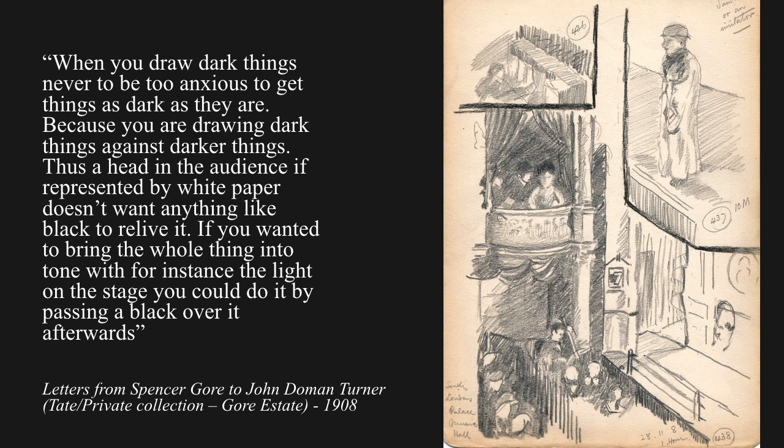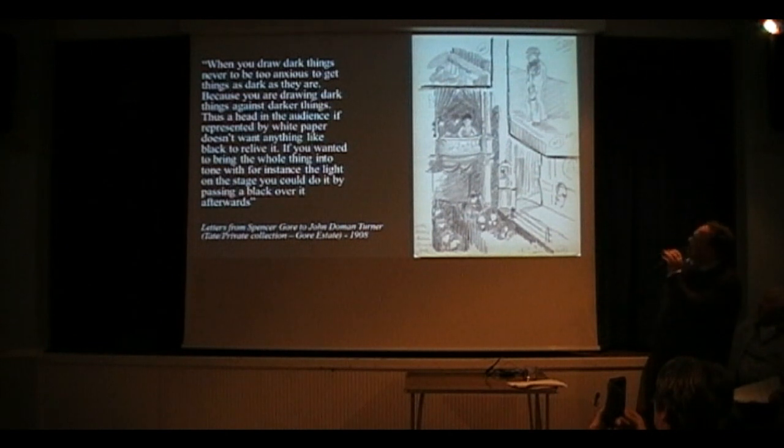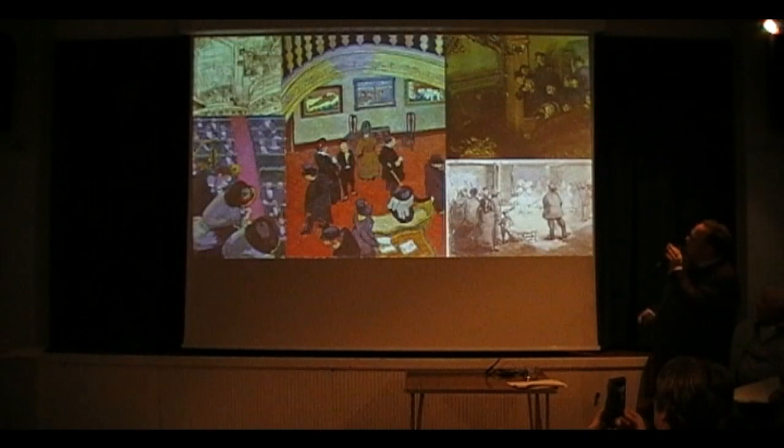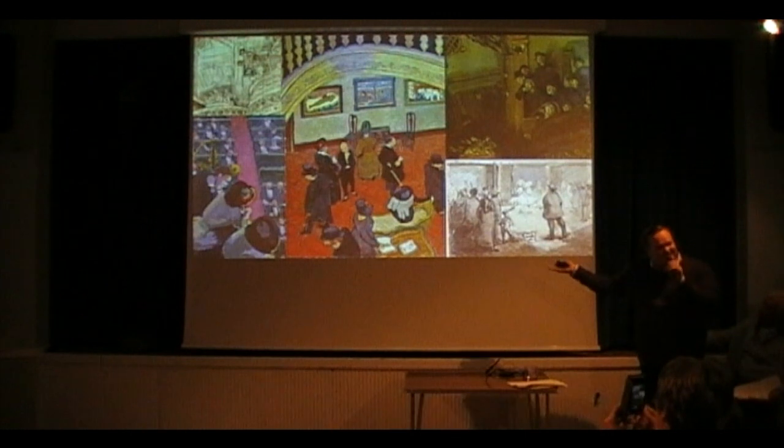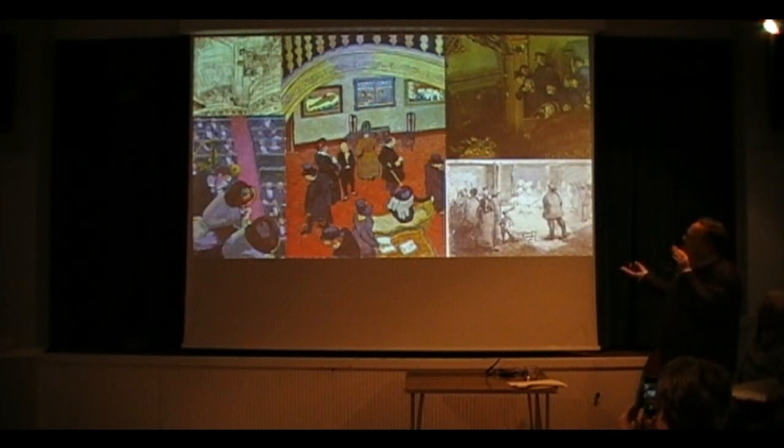And then here's some more. So here's some more sketches from the Spencer Gore and John Doman Turner period. And he says, a huge quote here, around drawing things too dark and making things light. So really, really fascinating. And these are the works that Gore and Sickert did. So you can kind of see that they're very sort of paired.